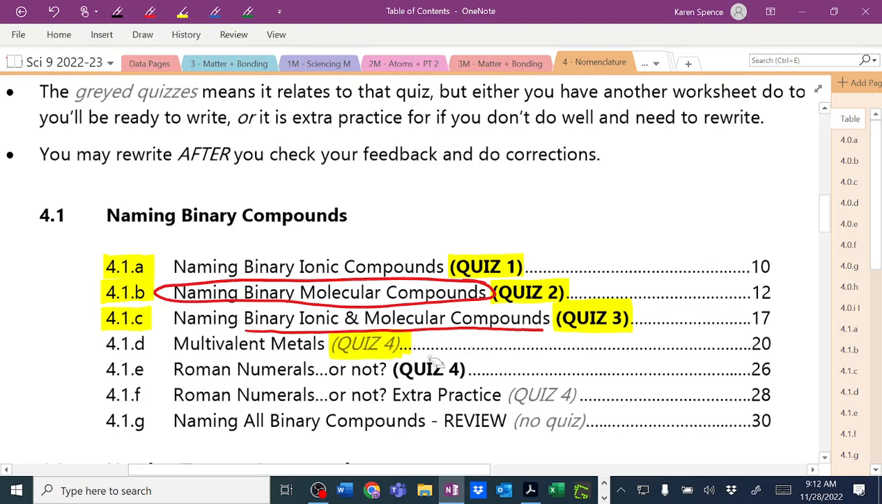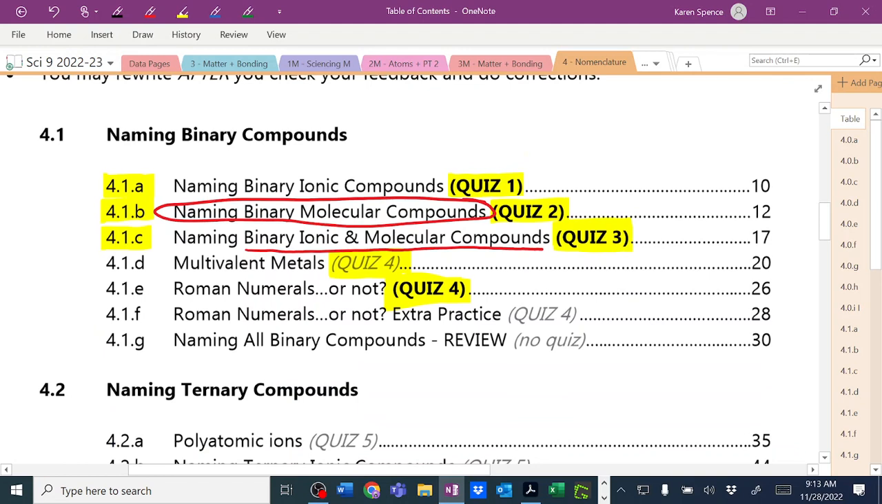What that means is that we have more than one thing to do before we are ready to write the quiz. We're going to learn about multivalent metals, and then we're going to learn when do I use Roman numerals, when do I not use Roman numerals. Once you have learned how to do that, you would be ready for quiz number 4. But look, after quiz 4, there's more quiz 4 stuff. Why is that?